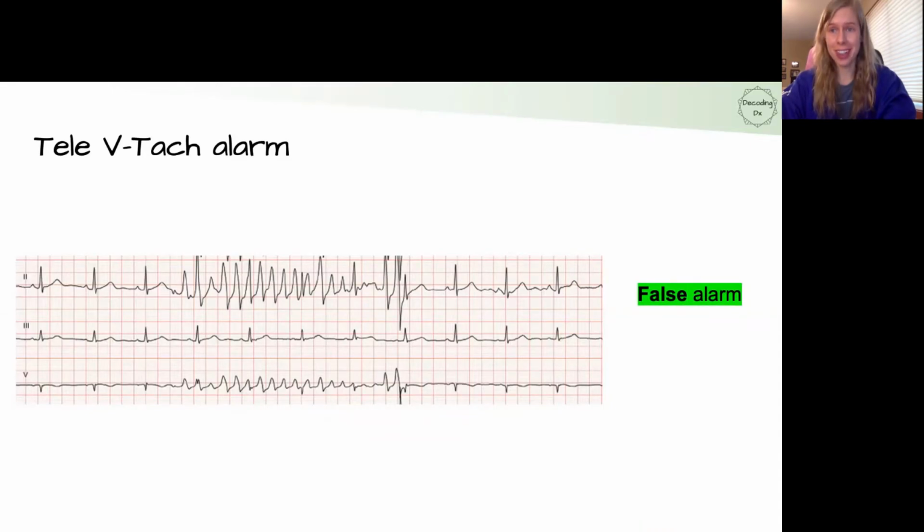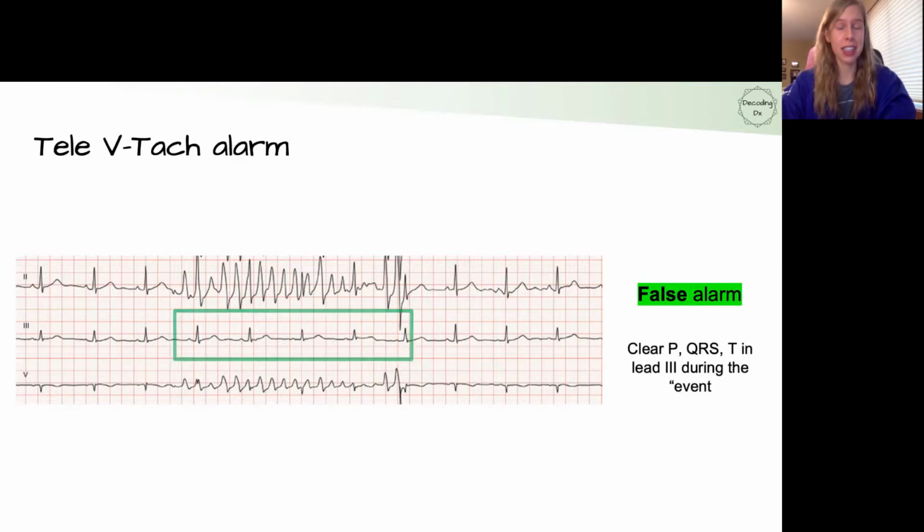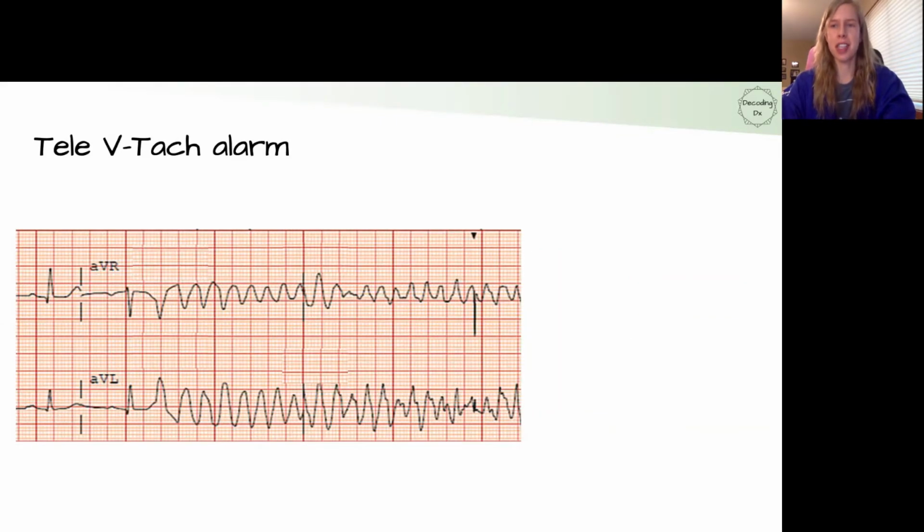Huge helpful clue here. Look at all of the leads. During the event, look at lead 3. There's actually sinus beats with clear P waves, QRSs, and T waves during the event. So this is impossible if this was an actual arrhythmia event. It is impossible to have sinus beats in one lead and an event in another lead. So this tells you that the erratic stuff that you see in the other leads is interference, and this patient was not in V-tach. Here's our last one for this topic, I promise.